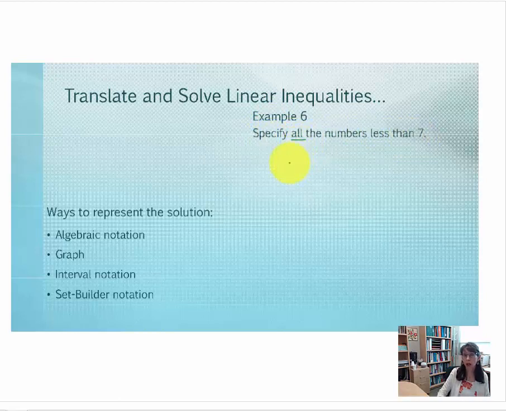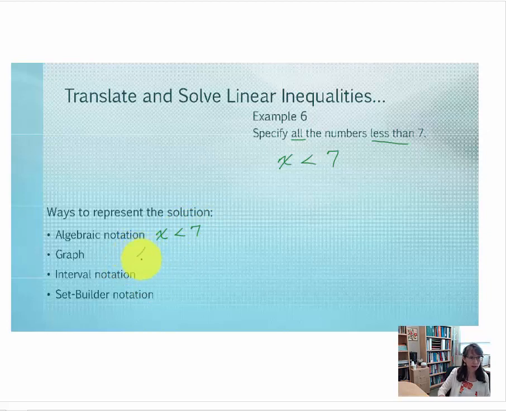So to specify all numbers less than 7, I'm choosing a variable x. Less than is our symbol less than, and the number 7. So if numbers are less than 7, this is how we would write the inequality. That's the algebraic notation. x is less than 7.